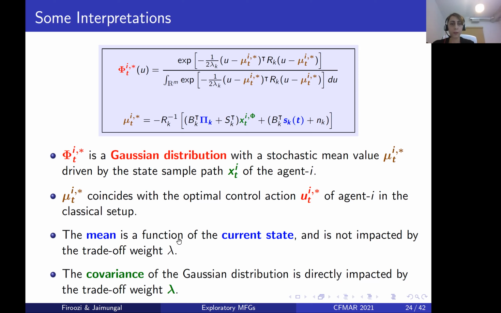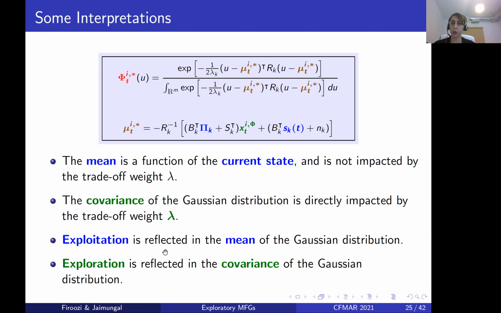Now, if we look at this distribution, we see that the mean value is not impacted by this lambda, which is the trade-off weight, the weight of the entropy term in the objective function. To be more precise here, I should put lambda k, because we consider different weights for agents in different subpopulations. And the covariance of this multivariate Gaussian distribution is directly impacted by this trade-off weight. So if the trade-off weight in the objective function is larger, the covariance is larger, which means more exploration.